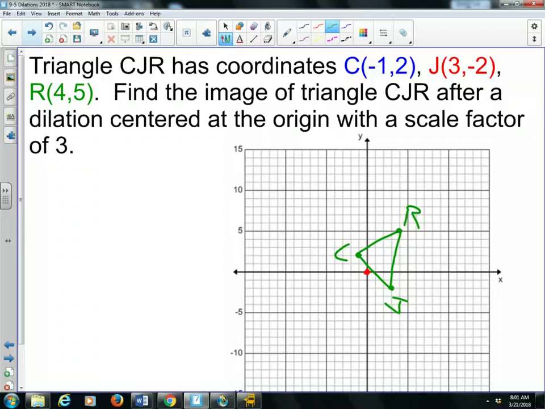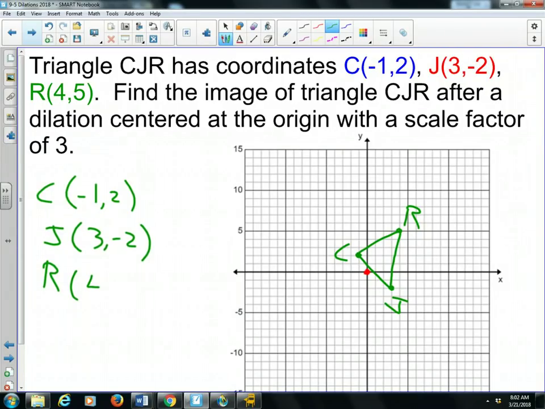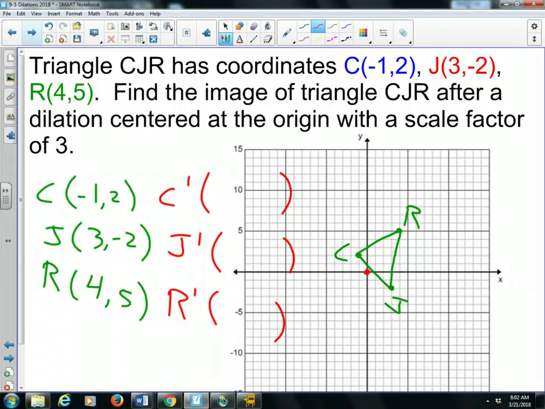And what I want to do here is find the image. So I want to find C prime, J prime, R prime after a dilation centered at the origin with a scale factor of 3. So if C is at (-1, 2), J is at (3, -2), and R is at (4, 5), to find the image, I simply multiply by the scale factor. The scale factor is 3.